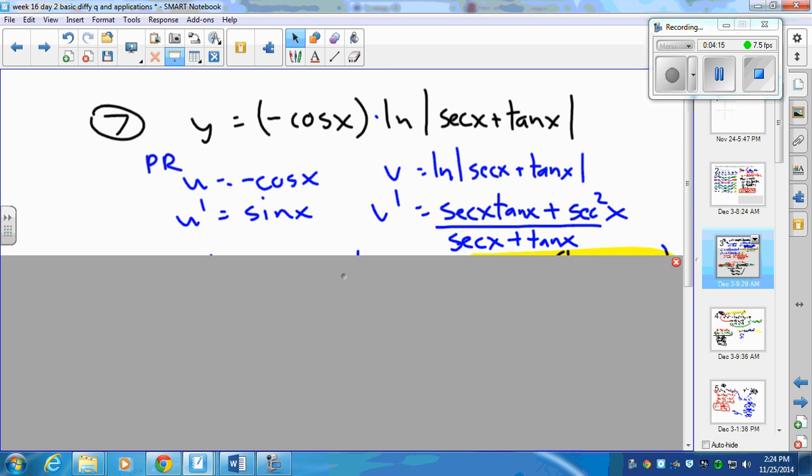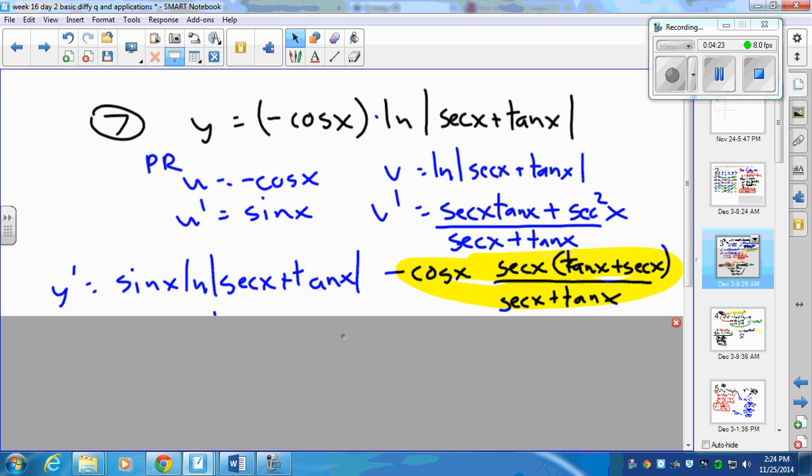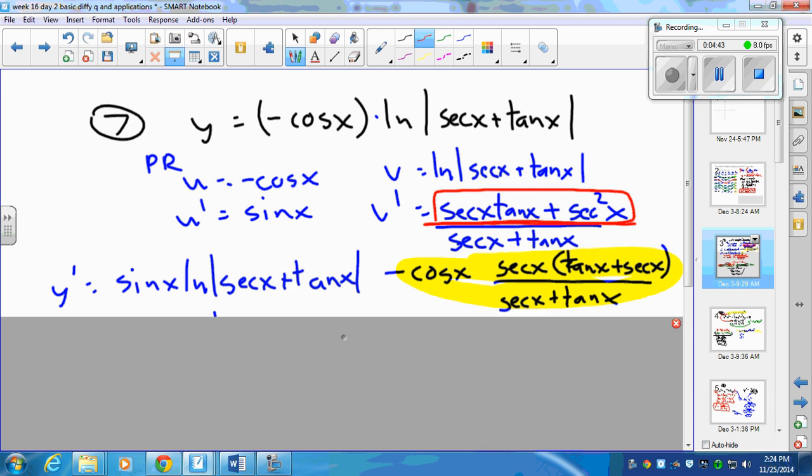Now notice that v prime looks huge. Okay. And then when I place that into y prime, I got y prime is u prime v plus u v prime. That looks super messy, but the nice thing is that yellow highlighted second part of the product rule. Stare at it for a moment. All I did was, on that very top up here, what did I factor out of the top of this? A secant x.